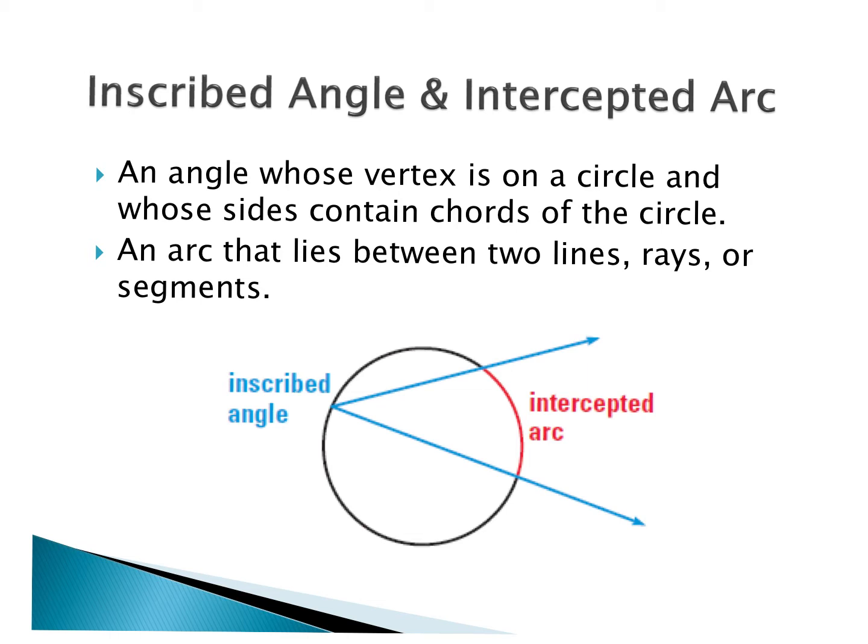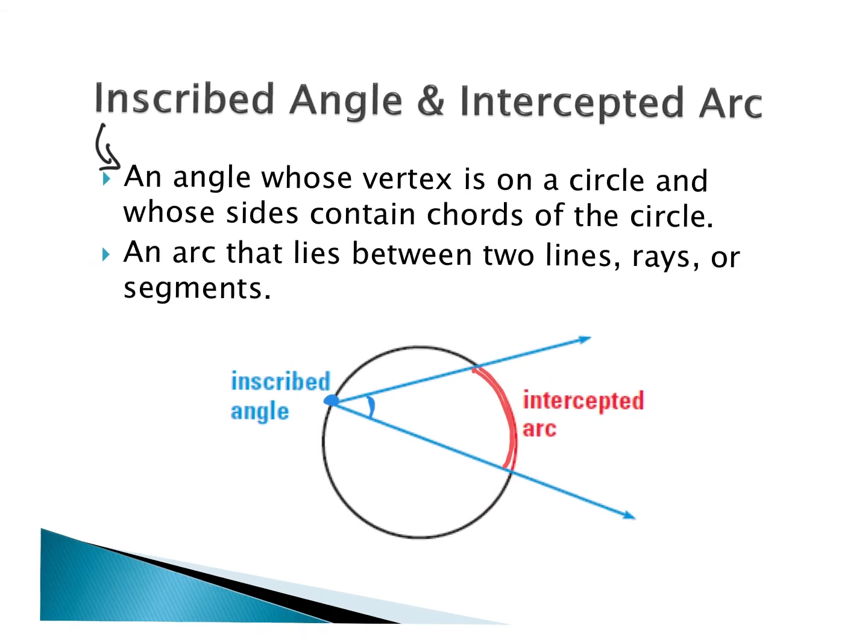So an inscribed angle is an angle whose vertex is on the circle and whose sides contain chords of the circle. So the blue is an inscribed angle. Notice this vertex here is sitting on the side of the circle. The intercepted arc is the arc that's created from the endpoints of either a ray, a line, or a segment.